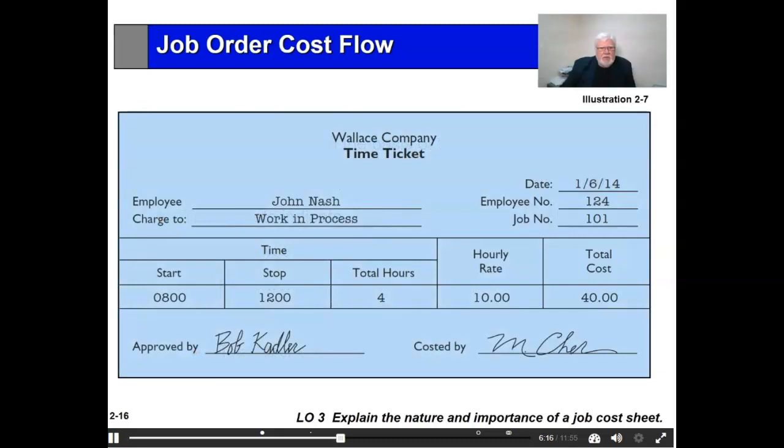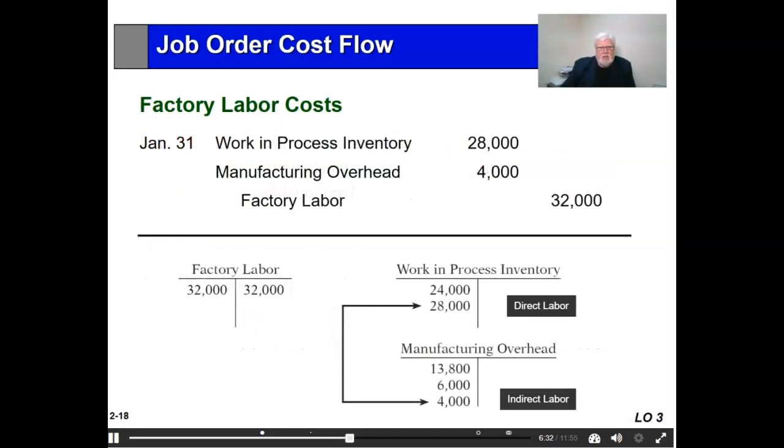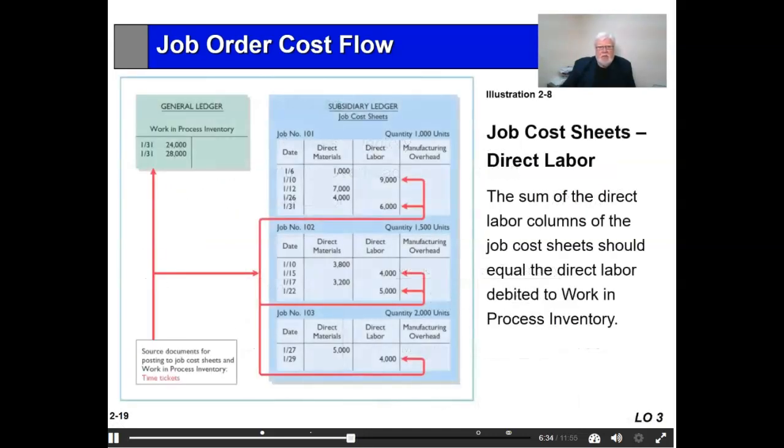Now the same thing with a labor ticket. Everybody keeps track of their time on the shop floor. We know what their hourly rate is. We know what their costs are. And so therefore, we would put the direct labor into work in process, the indirect labor into manufacturing overhead. And that's how it would look.